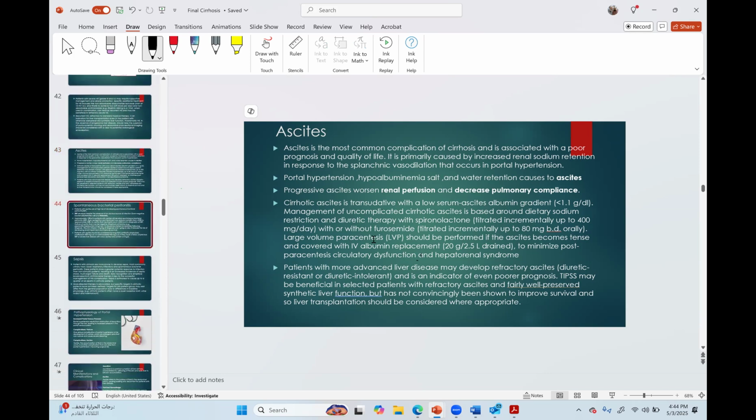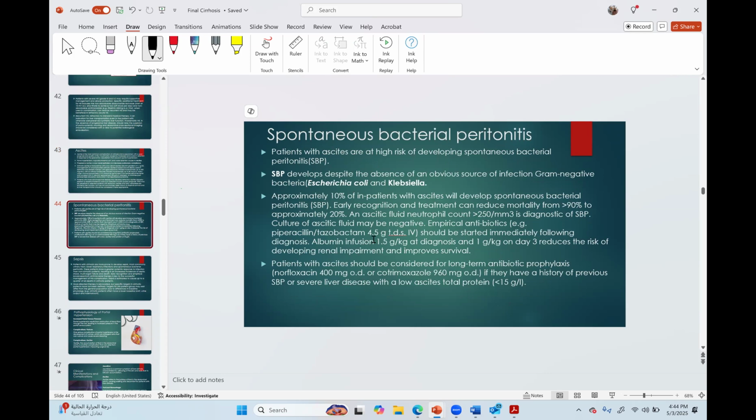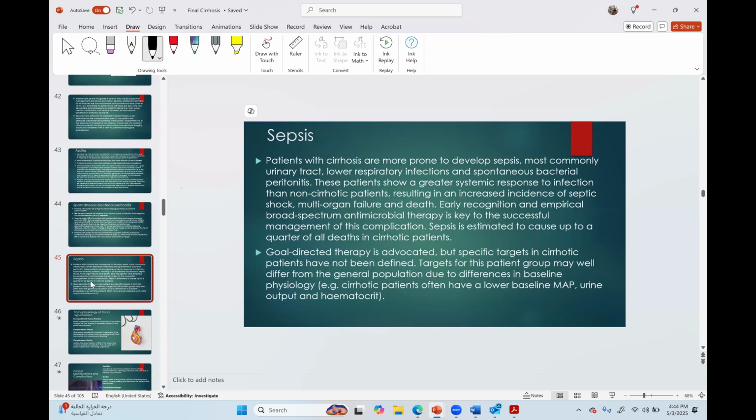Let's say a few words about SBP, spontaneous bacterial peritonitis, which can occur. What is spontaneous bacterial peritonitis, and why does it occur? Due to translocation of gut bacteria and dilution of our immune system, the immunity will be decreased. So that's one of the reasons. Then, with SBP, the patient can go into sepsis as well. Patients are more prone to develop sepsis, so you should have an idea of the sepsis bundle and what you will be telling with reference to sepsis.